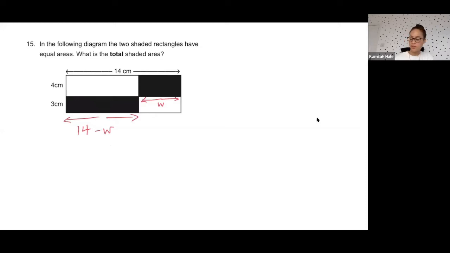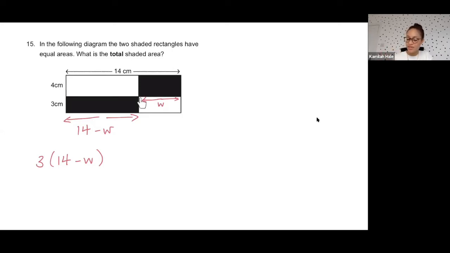I would multiply this side by this side. So that's what I'm going to do. I'm going to do 3 times 14 minus W. I'm going to put it in brackets. So just to go over that, because I think a couple of you are still confused. So let's just call this width. I probably should have called it L actually, but it doesn't really matter what the letter is.